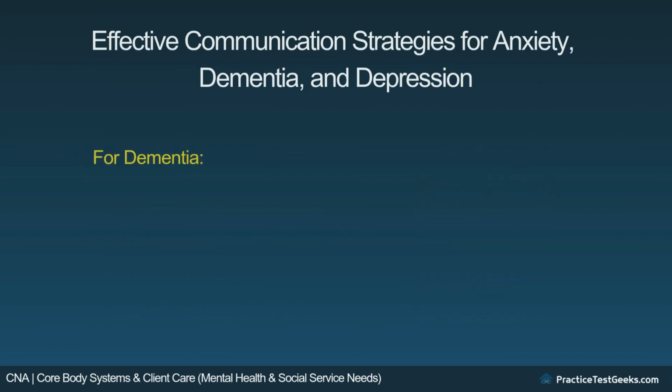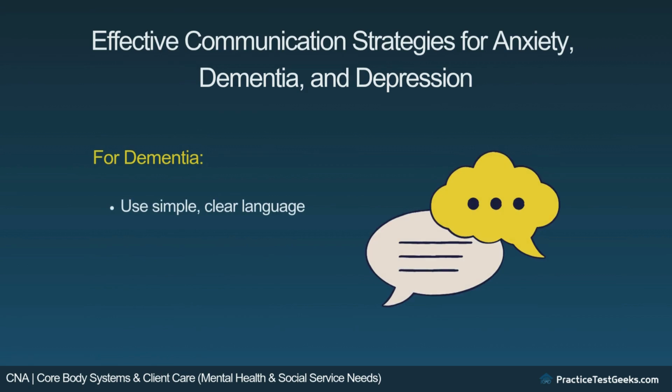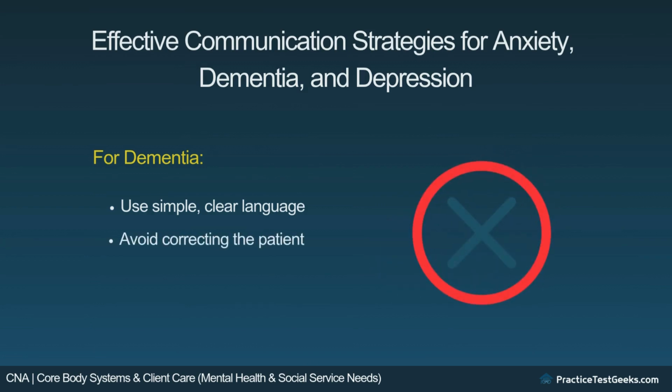For dementia, use simple, clear language. Patients with dementia may have difficulty processing complex information. Use short sentences and clear instructions. Avoid correcting the patient. Correcting them can cause frustration. Instead, gently redirect or offer reassurance.